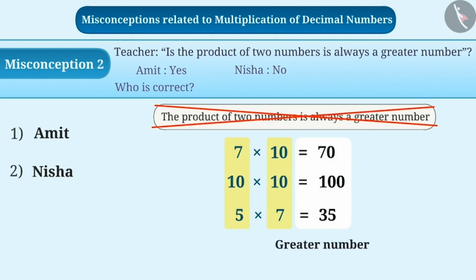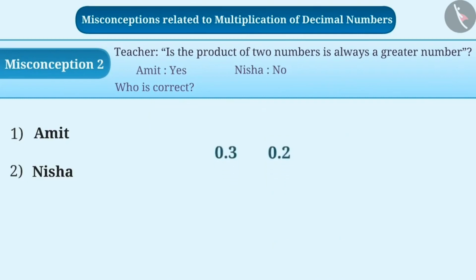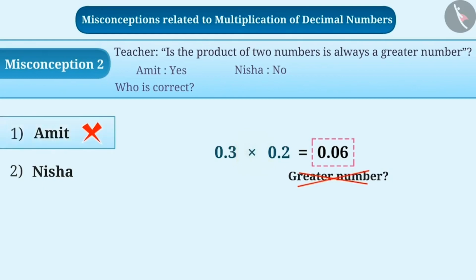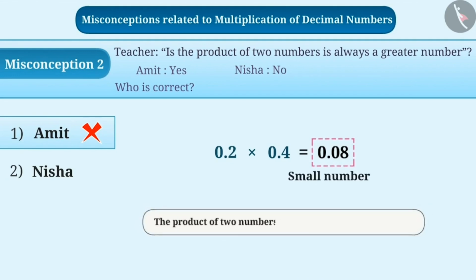But this is a misconception. Product of whole numbers is definitely a greater number. But is the product of decimal numbers also a greater number? Think for a while. You must have understood that the product of decimal numbers is not always a greater number. For example, 0.2 multiplied by 0.4 is equal to 0.08, which is a smaller number. So, the correct understanding is that the product of two numbers is not always a greater number.